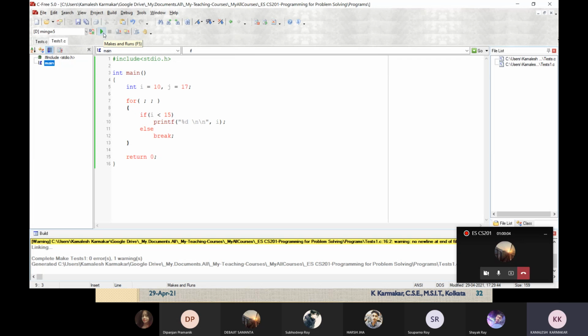Is there any doubt in today's discussion? Sir, after printf, can we put i plus plus here? Yeah, no, in the next line. In the while loop, not in the for loop. In this line, i plus plus? Yes, sir. Okay. If I write i plus plus here, the program will not compile.